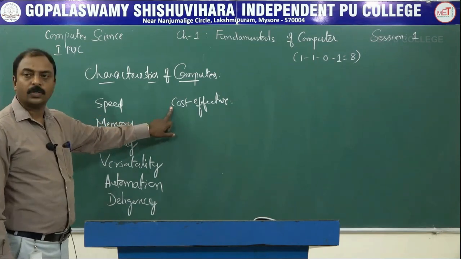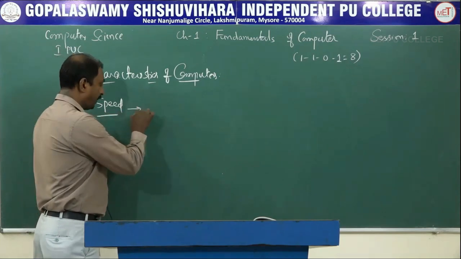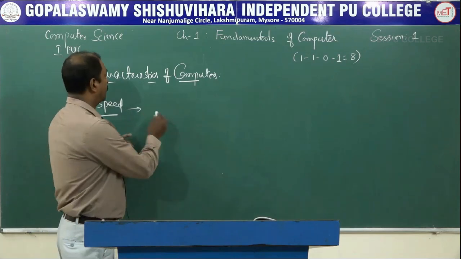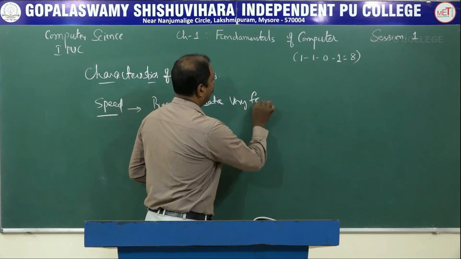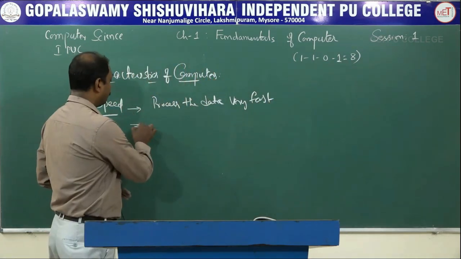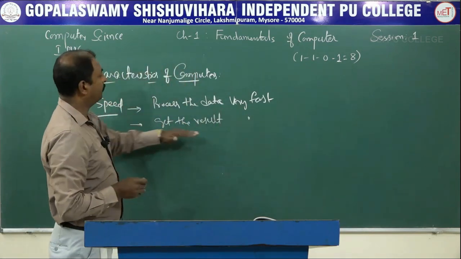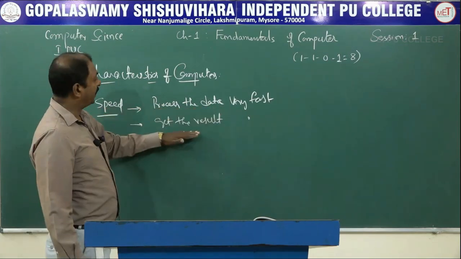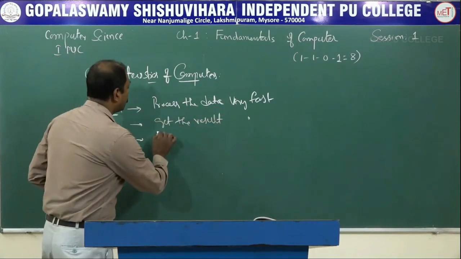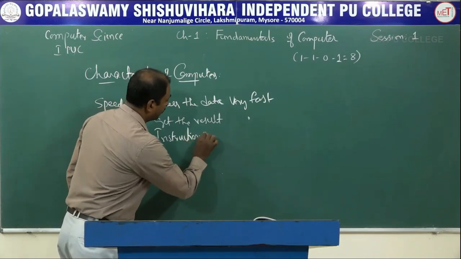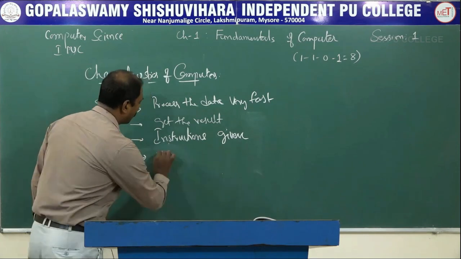Now let me explain these characteristics one by one. The first characteristic is speed. What is the meaning of speed? It means the computer system processes the data very fast as compared to human beings. Because of this, we get the result very fast. Here, processing the data means processing the instructions given, at a very fast rate. If I say fast rate, we are talking about milliseconds.